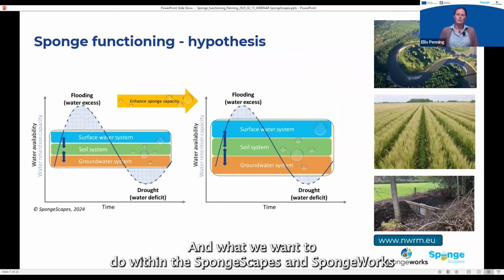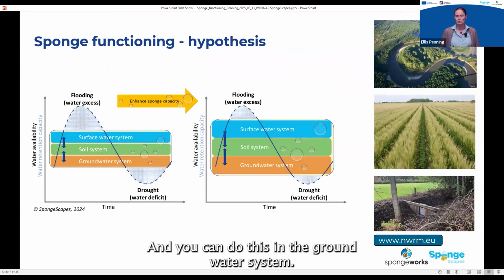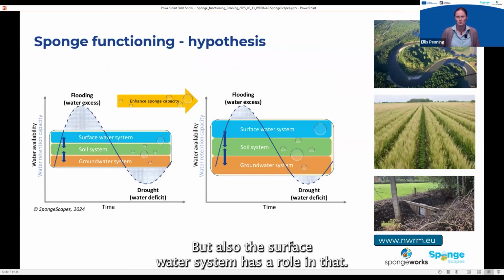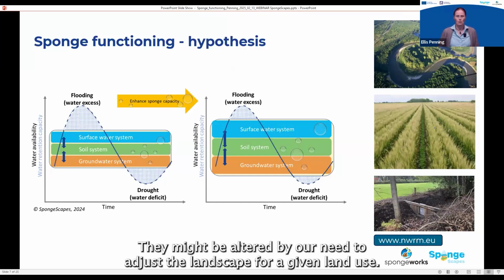And what we want to do within the SpongeScapes, the SpongeWorks projects, is also to see, okay, we see that we need to store this water, right? And you can do this in the groundwater system. The soil has an important role to play in that, but also the surface water system has an important role in that. And in our current systems, these parts may be damaged. They might be altered by our need to adjust the landscape for a given land use.